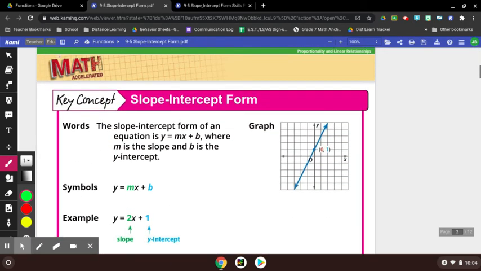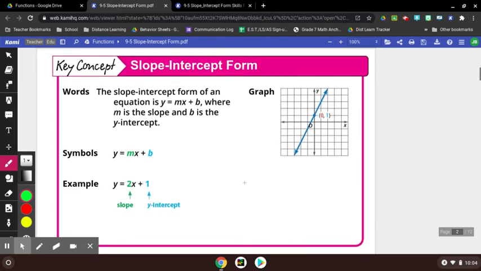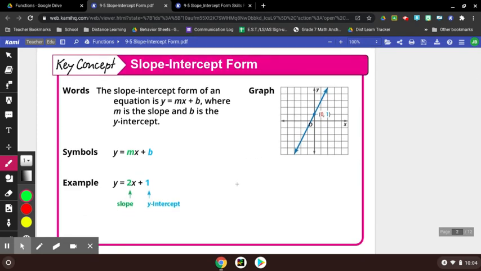This is taken straight out of our textbook, which is the McGraw-Hill Accelerated Textbook. It says that the slope-intercept form of an equation is y equals mx plus b, where m is the slope and b is the y-intercept. So you see the representation here. I'm going to change my color to red. We have this equation of y equals mx plus b, where the m value is the slope.